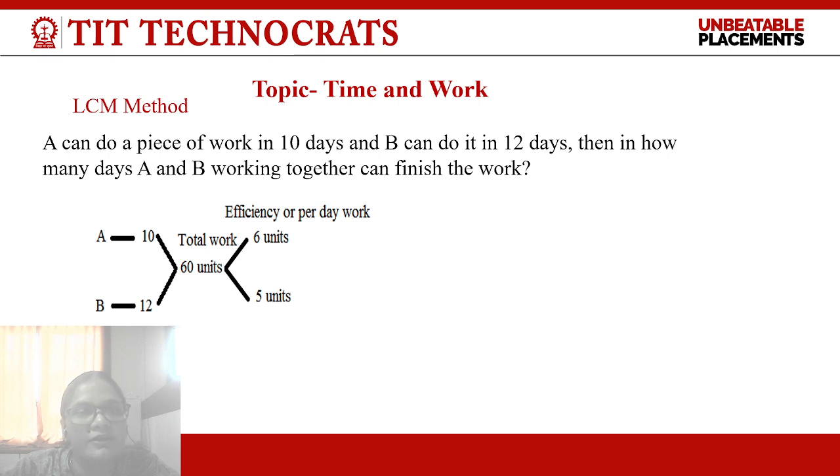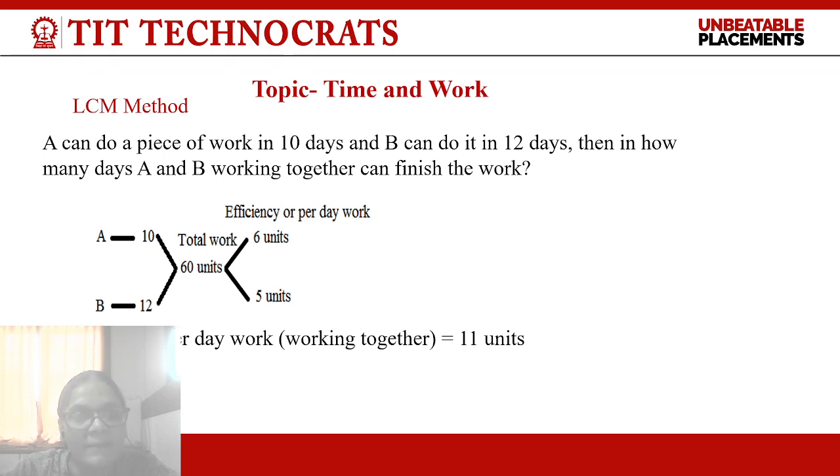Now the question is, A and B both start working together, then in how many days will they complete the total work? Before calculating this, we first calculate the total work done by A and B together in a single day. A completes 6 units in one day, B completes 5 units in one day. If they work together, they will complete 6 plus 5, 11 units in a day.